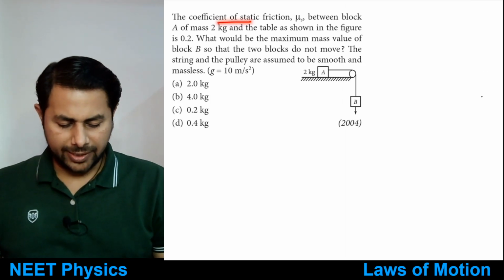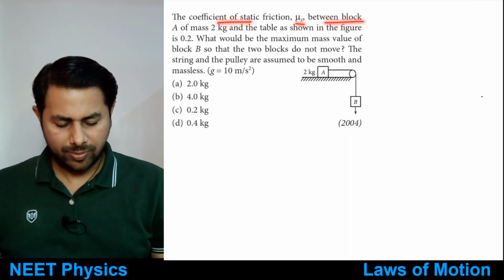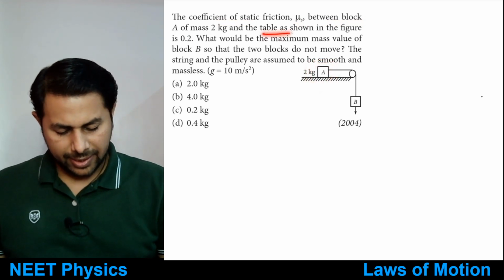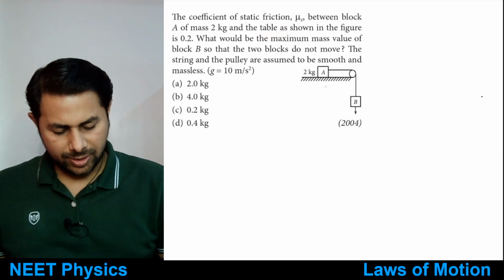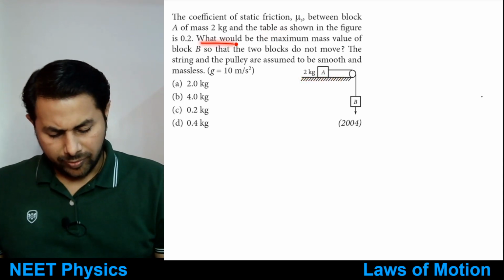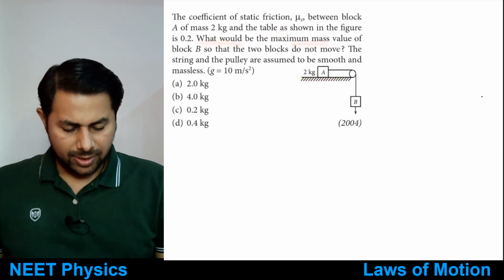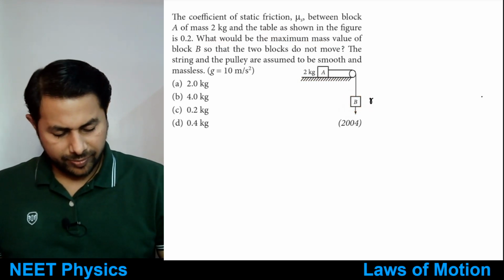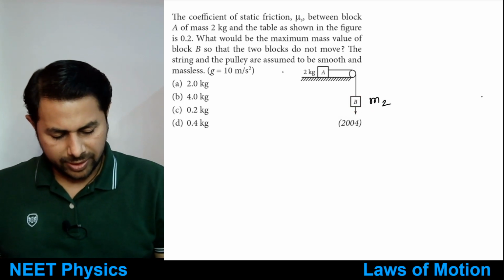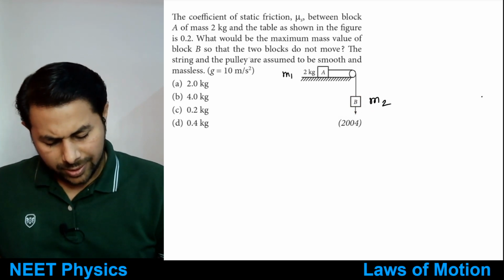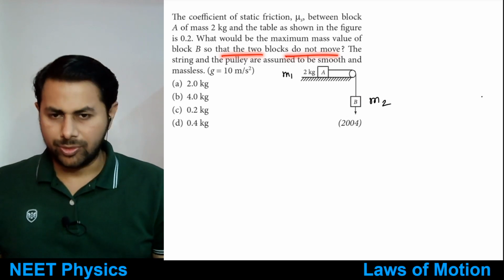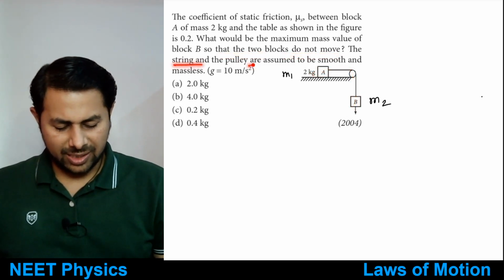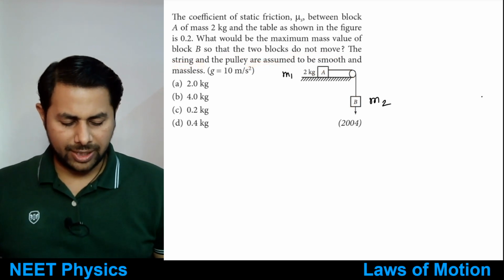The coefficient of static friction mu s between the block of mass 2 kg, so this is the block of mass 2 kg, and the table as shown in the figure is 0.2. So this is the table. What would be the maximum mass value of block B? So what should be the mass of block B? Let's say it is m2, this one is m1, right? So that the two blocks do not move. These two blocks don't move. This is given. The string and the pulley are assumed to be smooth and massless.